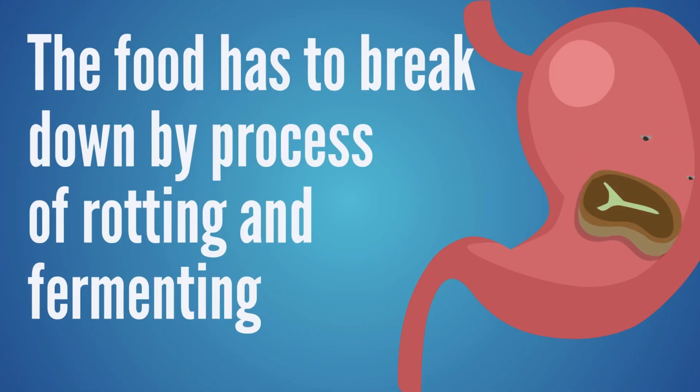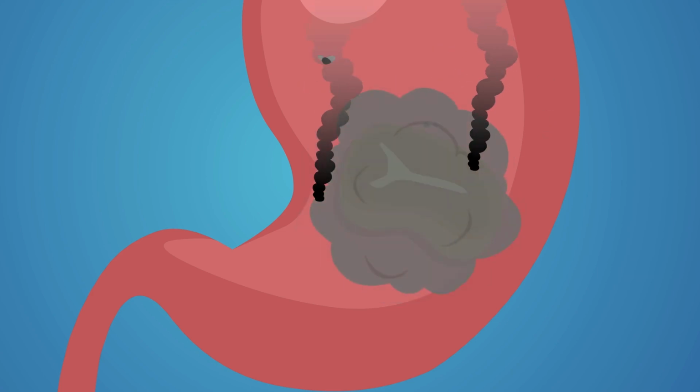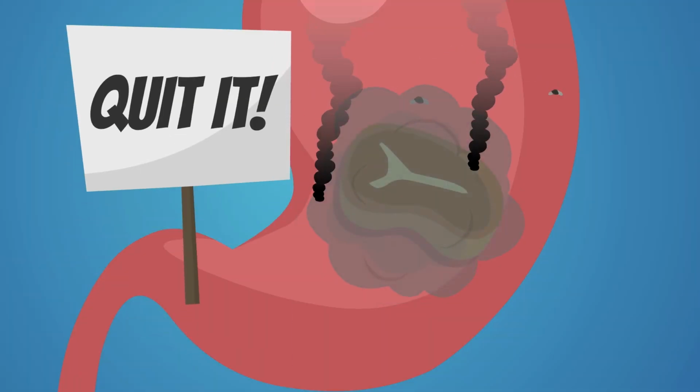But if a person is not making enough hydrochloric acid, then that food has to break down by process of rotting and fermenting. And that rotting and fermenting can create chemicals and toxins and gases and can create a lot of discomfort, even nausea for that client. So basically, that nausea or that lack of appetite can be viewed as a signal from the body saying, hey, don't send anything else down here. We're still dealing with the mess that came from the last stuff that you sent down here.